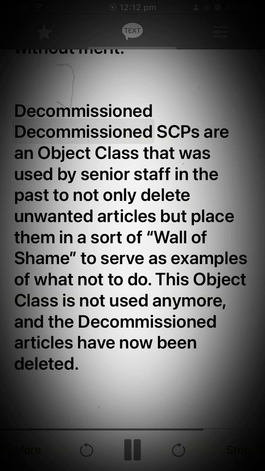Decommissioned. Decommissioned SCPs are an object class that was used by senior staff in the past to not only delete unwanted articles but place them in a sort of wall of shame to serve as examples of what not to do. This object class is not used anymore, and the decommissioned articles have now been deleted.